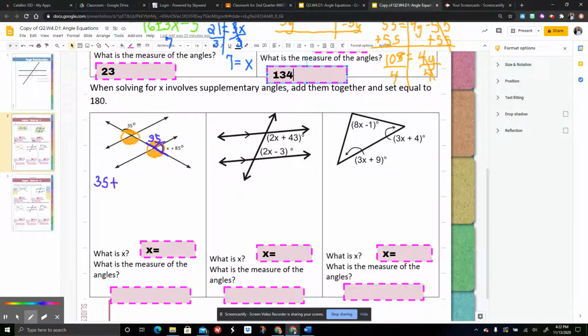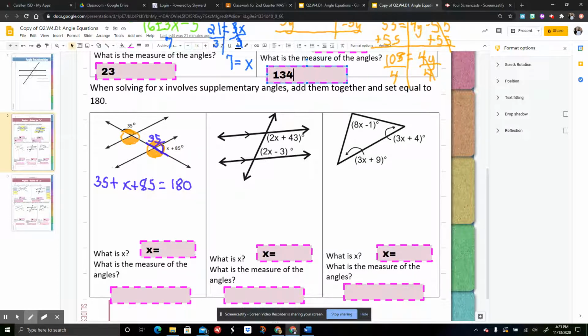They add up to 180, and this one is x plus 85. So if I write the two equations with a plus sign in the middle, 35 plus x plus 85 equals 180 degrees. And you may notice in this equation on the left-hand side, you have two numbers without variables. So we need to go ahead and combine those first.